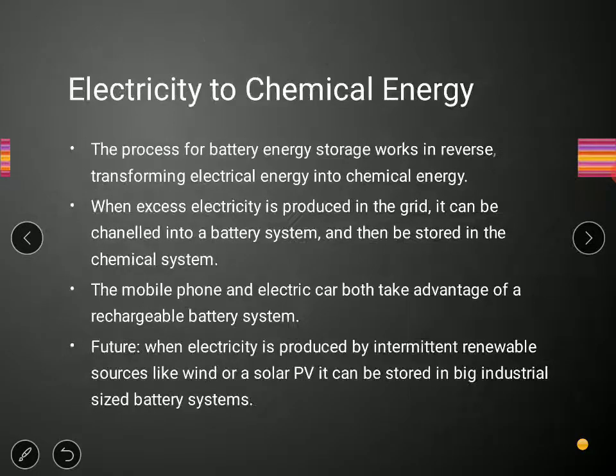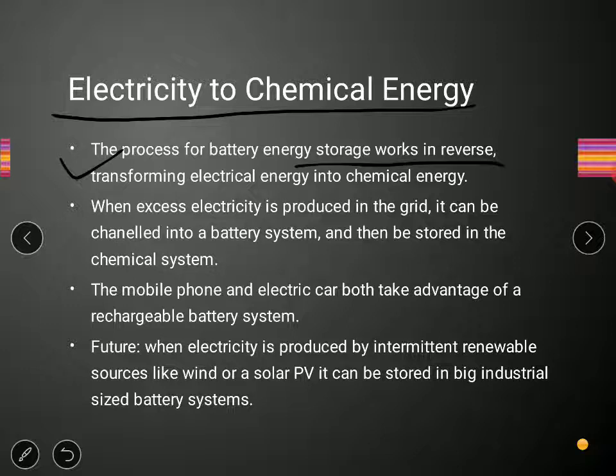So this is basically a chapter where we are revising a unit, a topic where we are revising a lot of things. So how do we convert this electricity to chemical energy? We can do this in the form of something which we call a rechargeable battery. You have a lithium-ion battery in your camera, in your mobile and so on. These are rechargeable. That means you are using electricity to charge it, so basically you are storing it as chemical energy. So the process of battery storage basically reverses, transforming electrical energy into chemical energy.